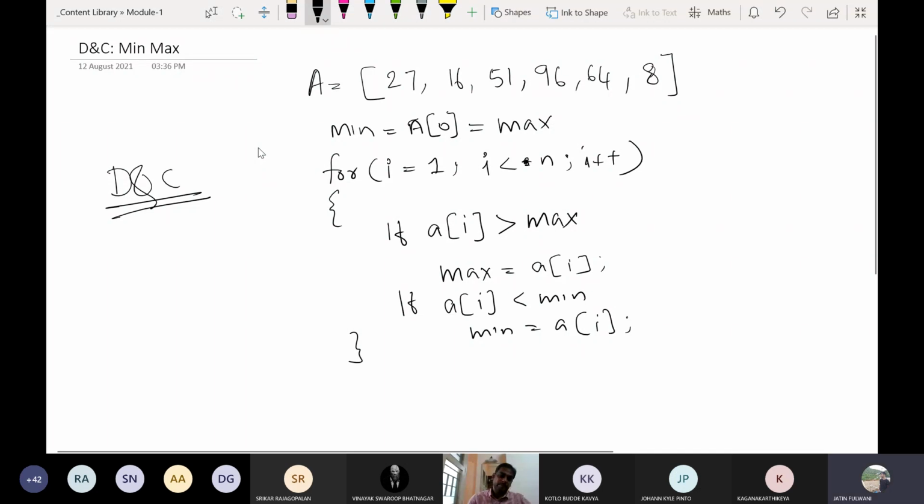So there might not be four variables, i and j. Sorry, can you please repeat? We will divide the array into two.